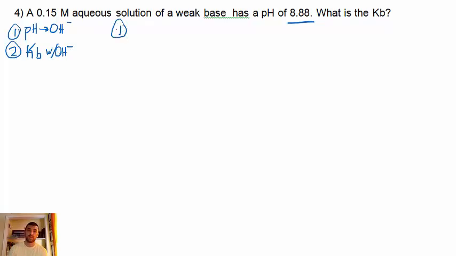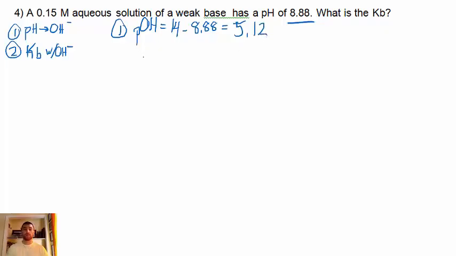So first step. All right, well, if I have the pH and I want the OH minus, it's probably helpful to first do the pOH. So I know the pOH equals 14 minus the 8.88, which equals, oh God, my brain. I have it written down: 5.12.